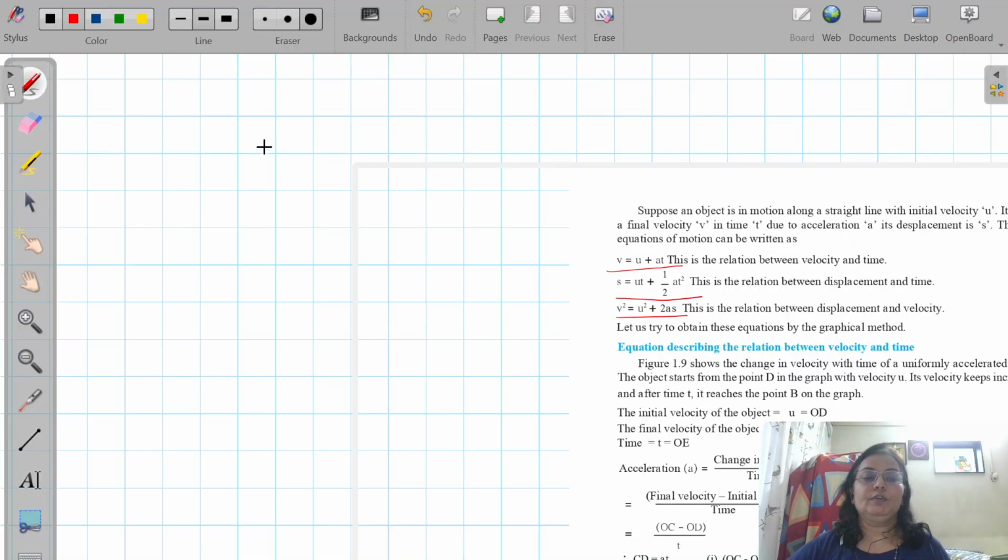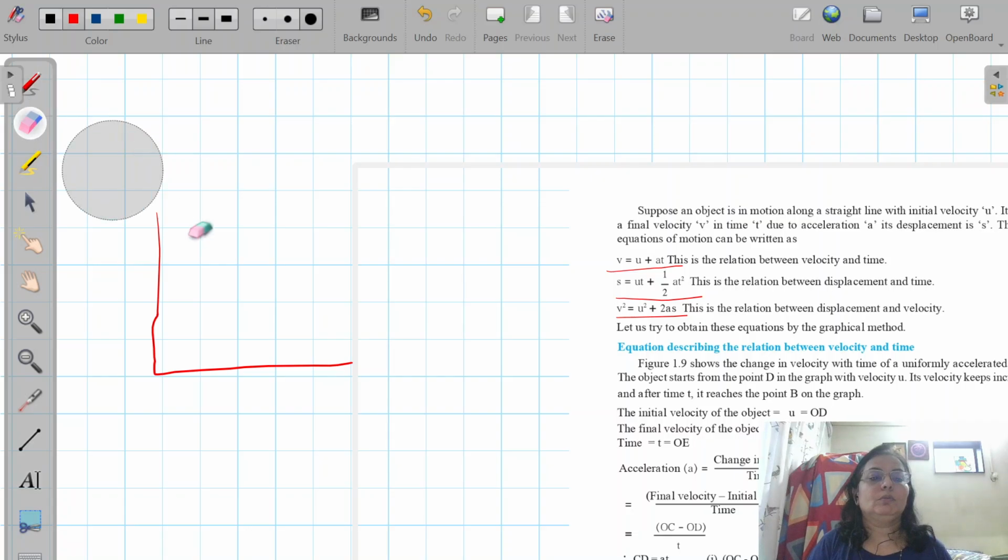Suppose an object is moving in a straight line. Suppose this is the graph of an object. Sorry, let me plot it properly.